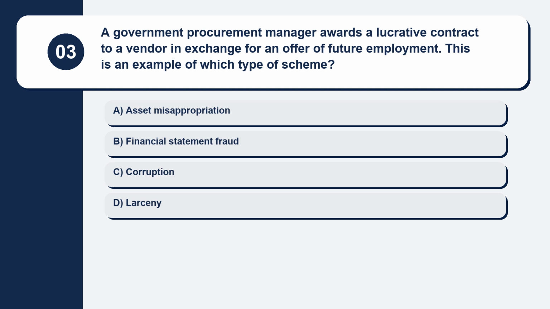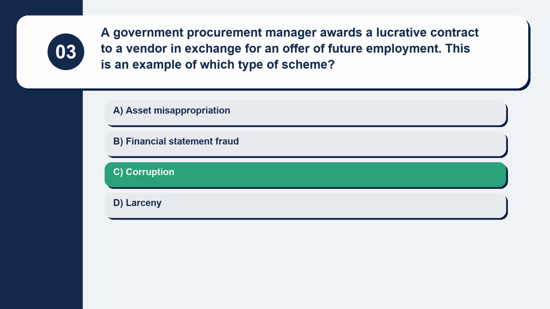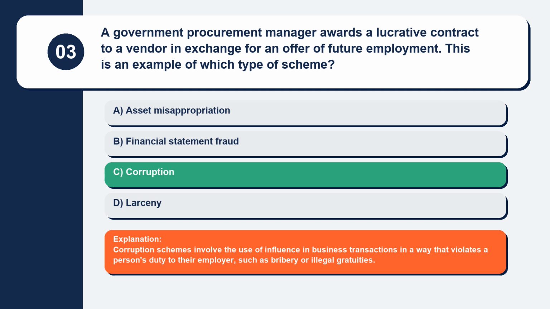Question 3. A government procurement manager awards a lucrative contract to a vendor in exchange for an offer of future employment. This is an example of which type of scheme? Asset misappropriation, financial statement fraud, corruption, larceny. Corruption schemes involve the use of influence in business transactions in a way that violates a person's duty to their employer, such as bribery or illegal gratuities.